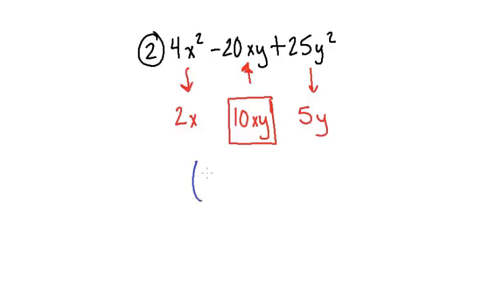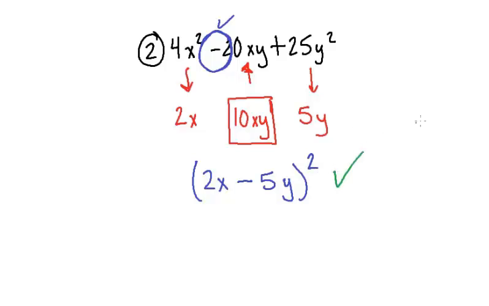The method will tell me that the answer is 2x. You copy the sign of the middle term, so in this case it will be minus 5y, which is the other root. Both of the roots with the middle sign, and that has to be squared. That will be the answer for this exercise.